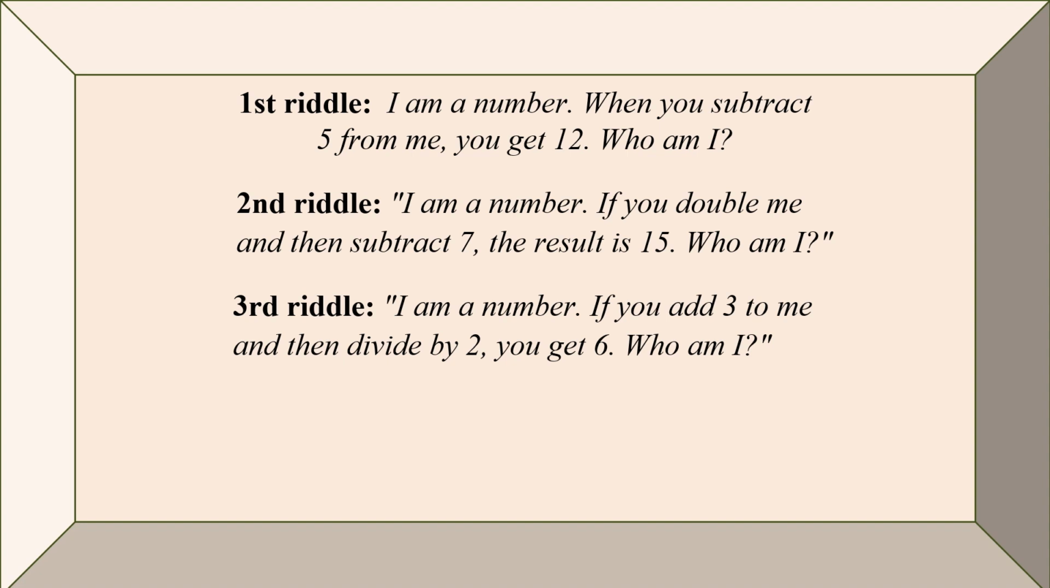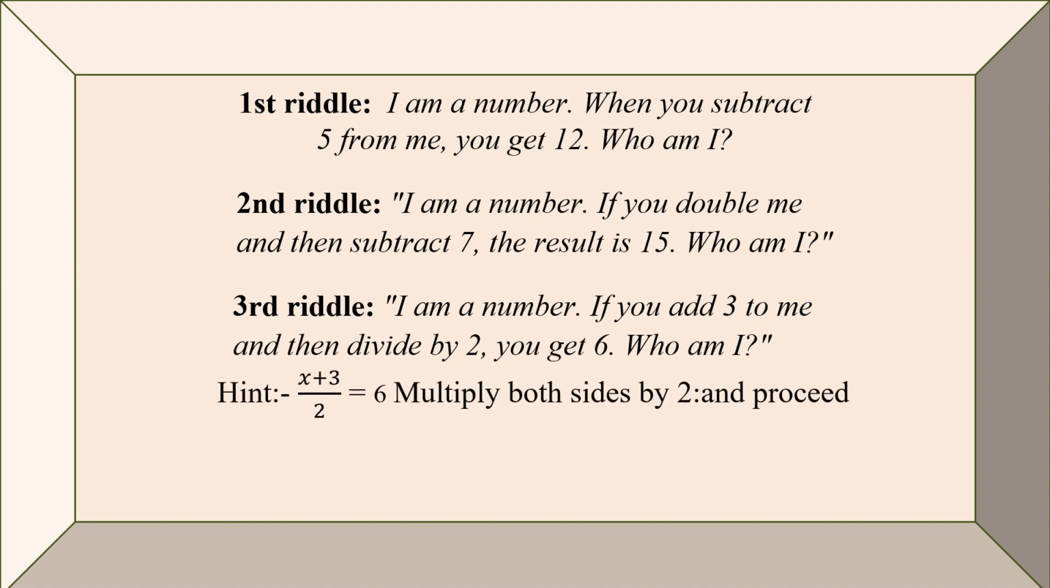Who am I? Now here I will give you the hint because it is given if you add 3 to me and then divide by 2. So actually you are dividing the full thing. x plus 3 by 2 is equal to 6 and then multiply both sides by 2 and proceed. Now the answers are, for the first one it is 17, second 11 and third one is 9.